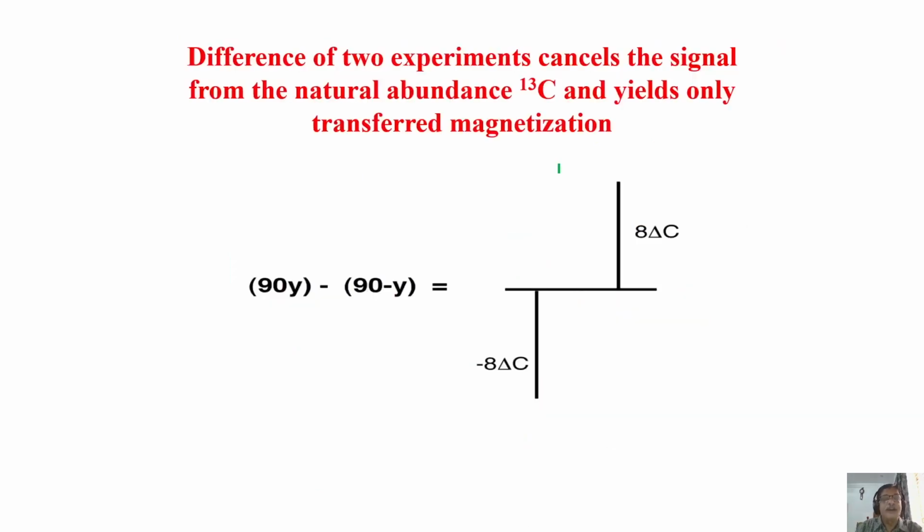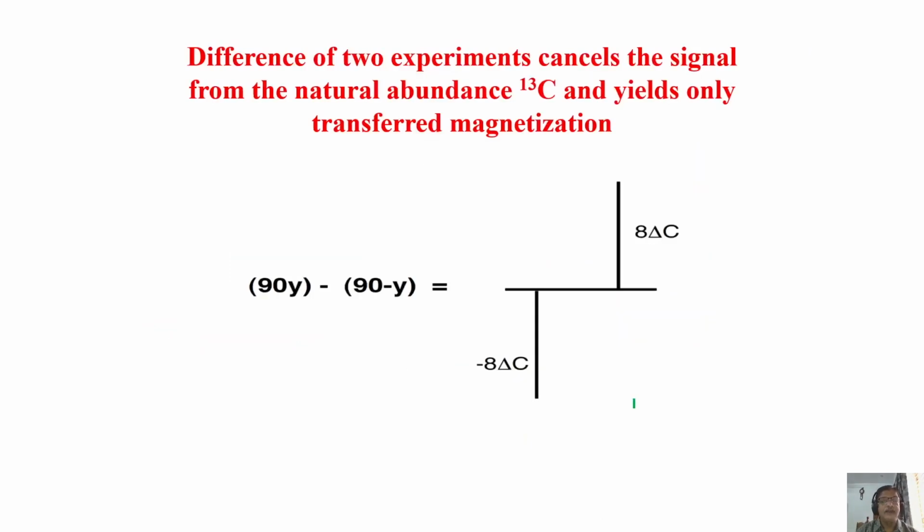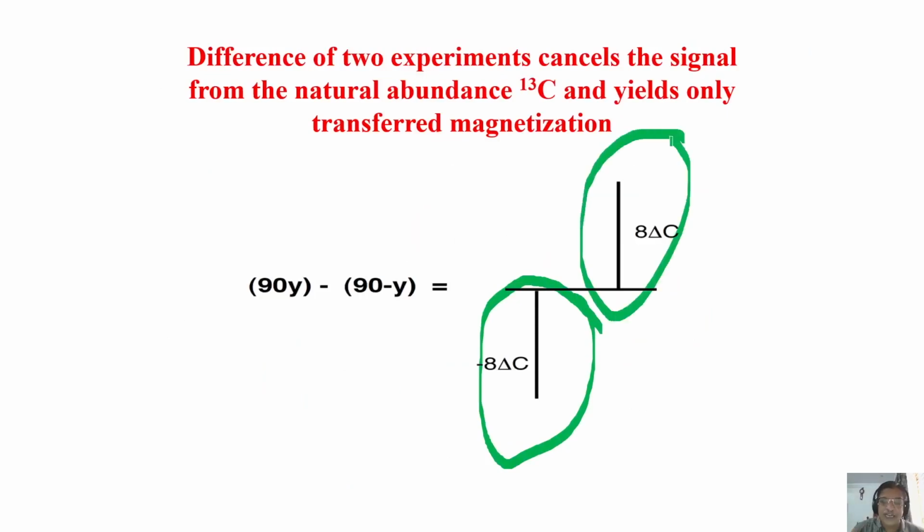But what we will do is take the difference of the two experiments, this and this. Now if I take the difference, what will happen? This will get nullified because it is the same phase, same intensity, and this will get added up. And this is what we get. If we take the difference of the two experiments, we get this signal with minus 8 intensity and this signal with plus 8 intensity. Of course, the antiphase character is still maintained.